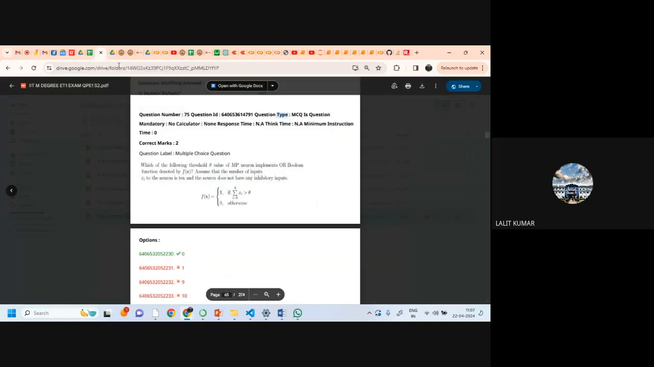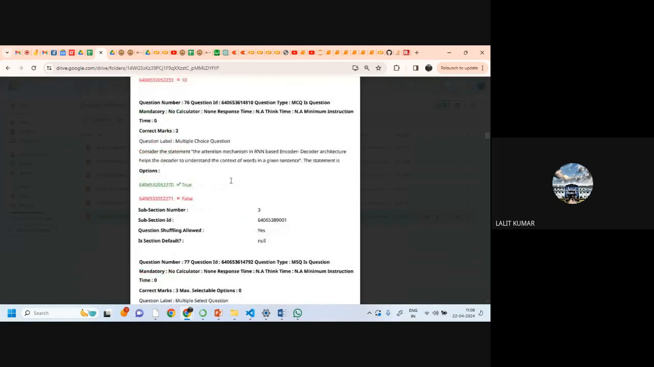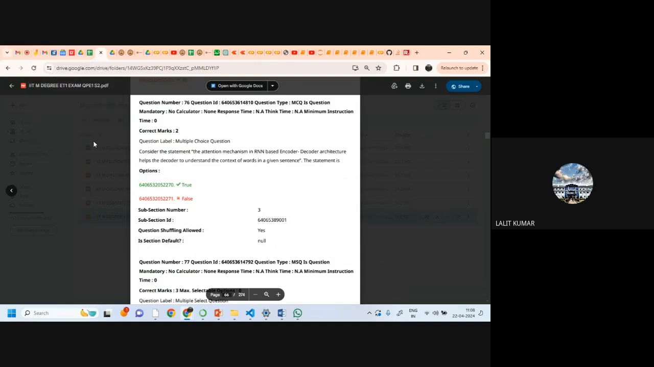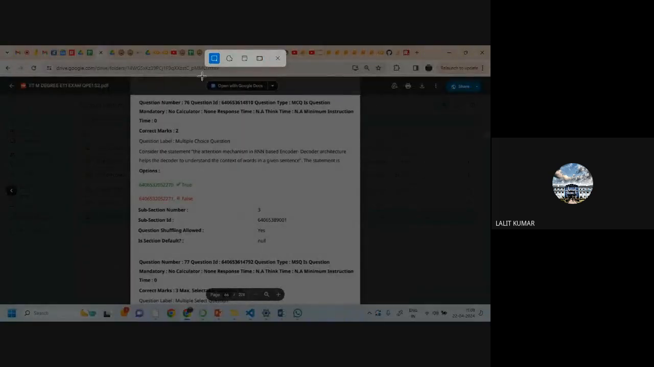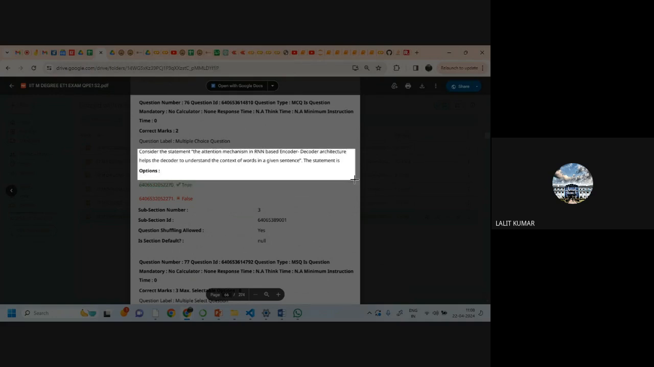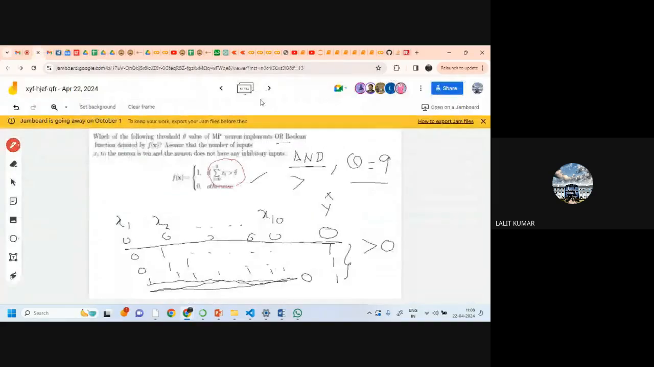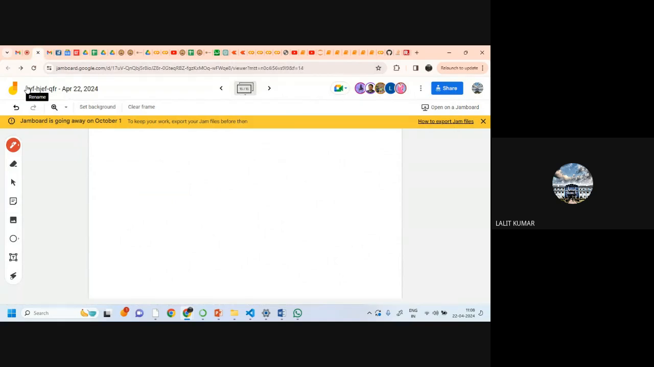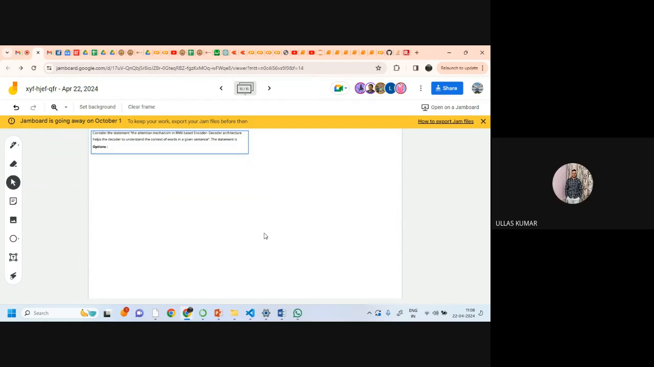Okay. So we go to the next question. Consider the statement: the attention mechanism in RNN based encoder decoder architecture helps the decoder to understand the context of words in a given sentence. That is true. Anyone with the concept of this attention mechanism? Ananya. Anyone? Basically, we are giving the attention to the most important word.